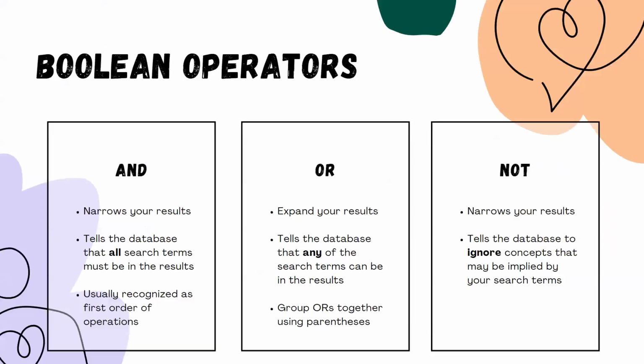Use AND in your search to narrow your results and to tell the database that all search terms must be present in the results. Use OR in your search to expand your results and to tell the database that any of your search terms can be present in the results. Use NOT in your search to exclude words from the search and therefore narrow your results by telling the database to ignore concepts that may be implied by your search terms.